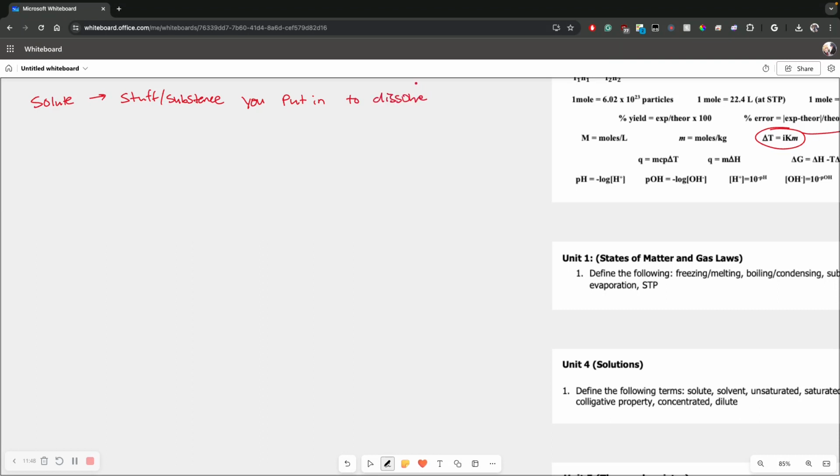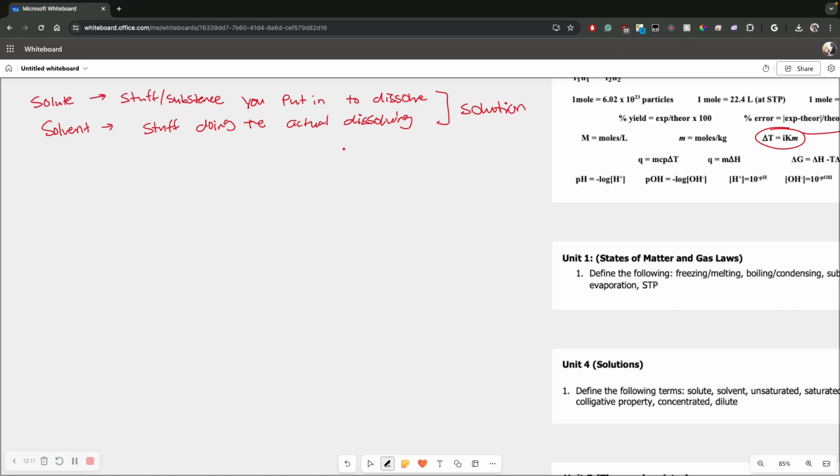Right? That's the solute. Solvent is the stuff actually doing the dissolving. Stuff doing the actual dissolving. And this together makes a solution.